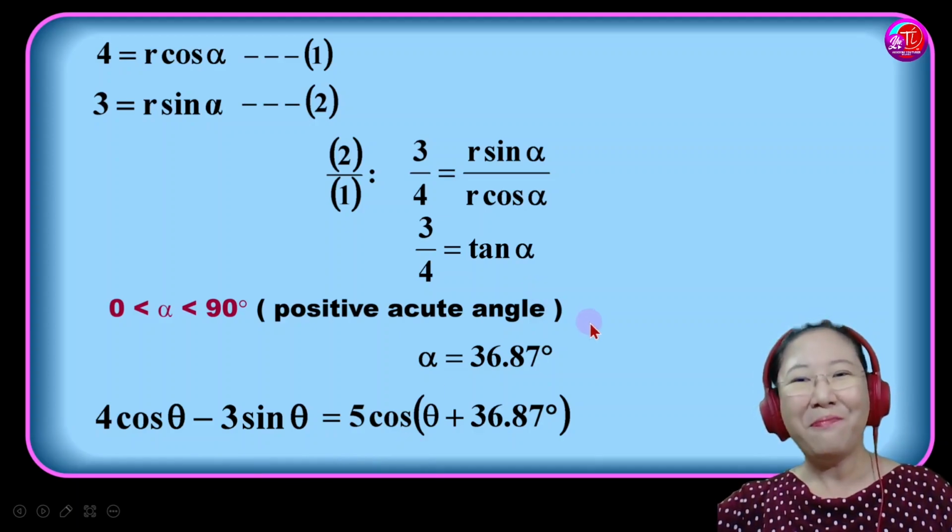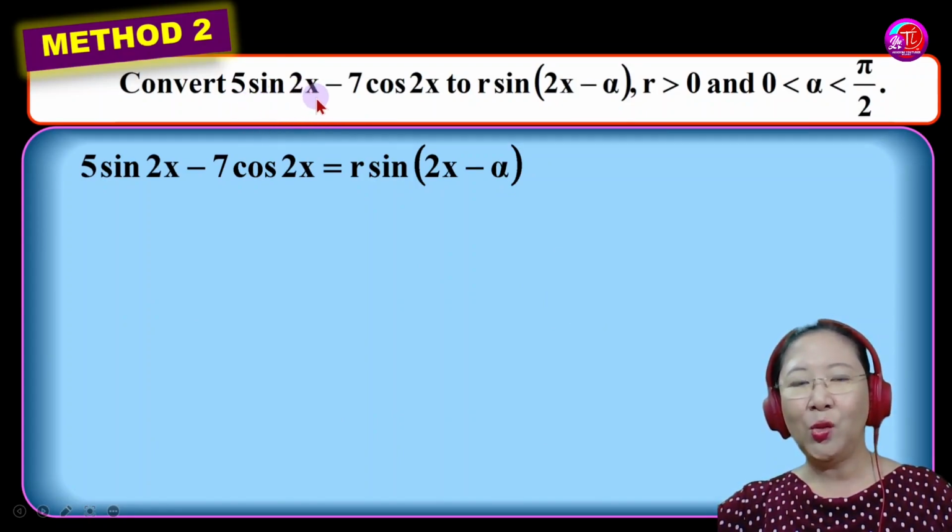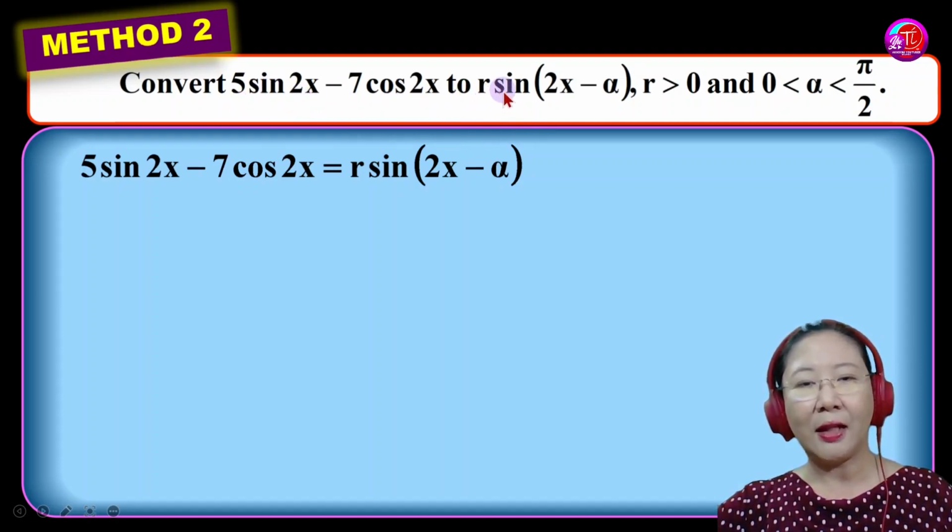Okay, let's check out method number 2. I use another question. For this question, it is given again inside the question 5 sine 2x. Okay, sine 2x, no worries. It still works the same way. And they gave you the formula as it starts with sine. So they wanted the R sine 2x minus alpha formula.